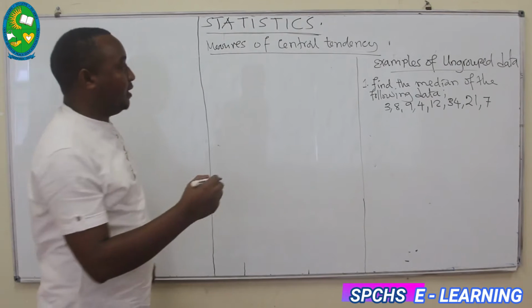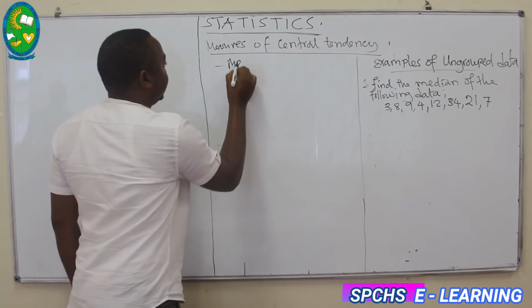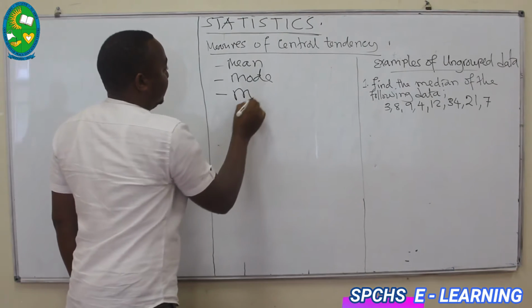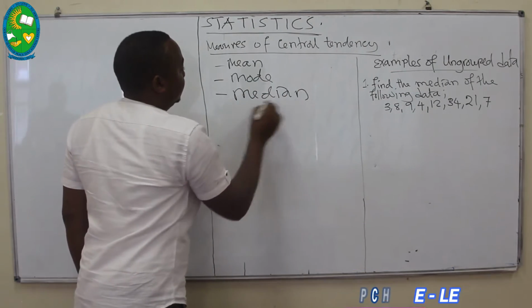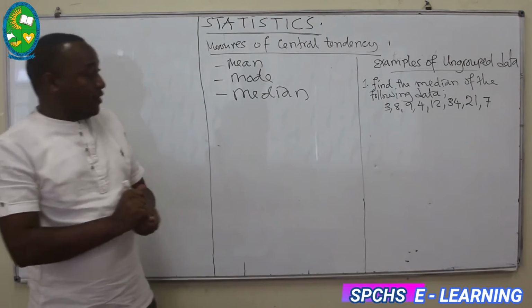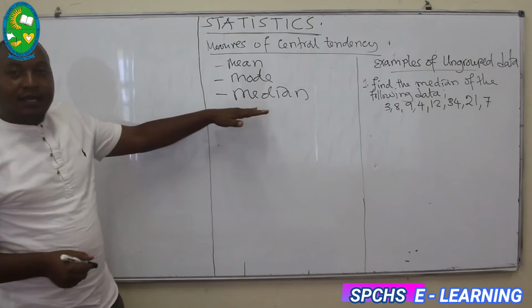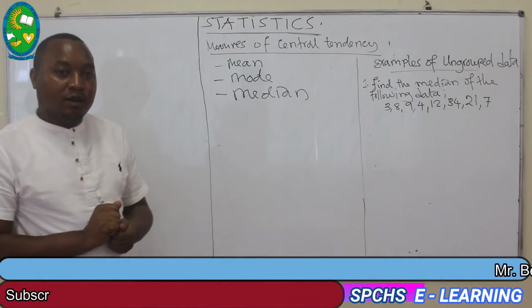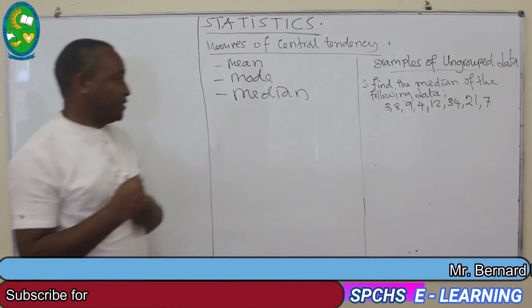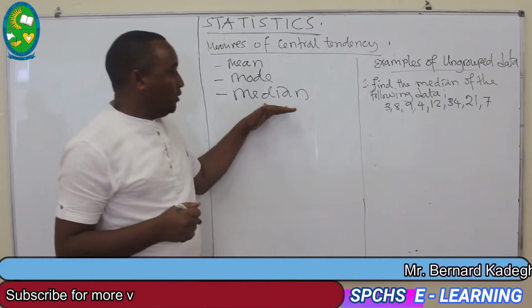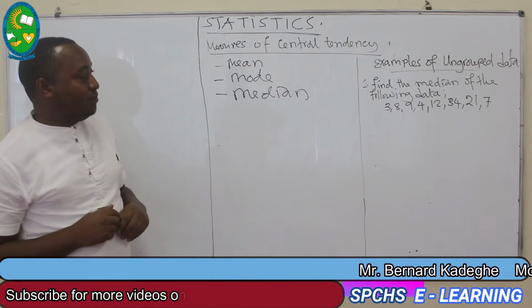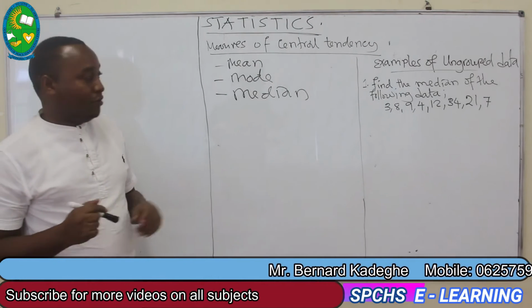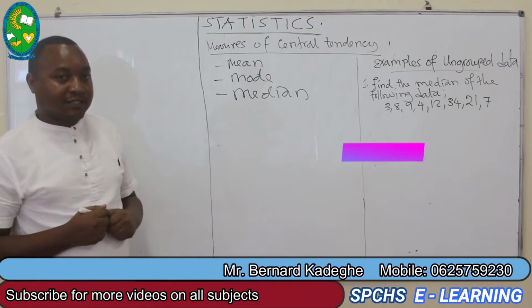So today we are heading on with measures of the central tendency. We have 3 of them, and these are mean, mode, and median. There are 3. So today our target is the median. We'll have a look at the median as one of the measures of the central tendency. We can go directly to the first example so that we see how to calculate the median from different tasks.